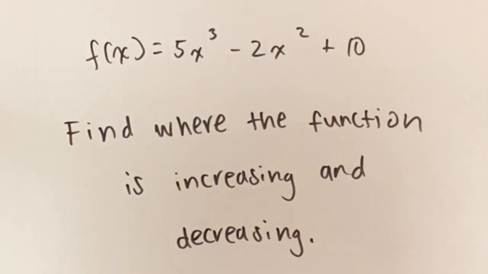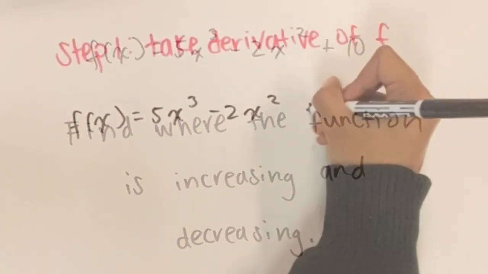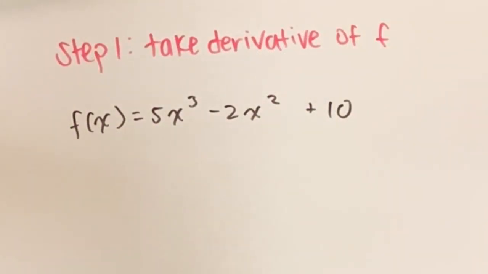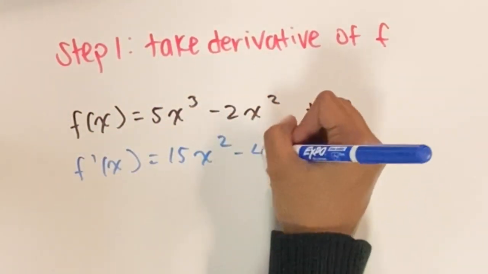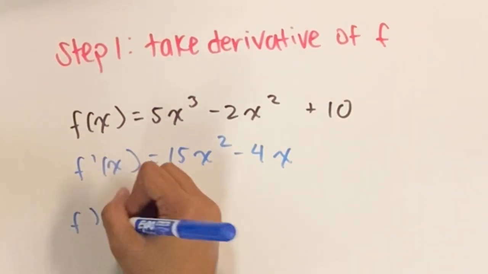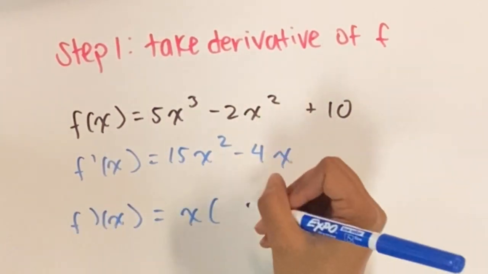Example 2. f of x equals 5x cubed minus 2x squared plus 10. Find where the function is increasing and decreasing. First, using the power rule, take the derivative of f. Once this is done, we can factor out the x, which gives us f prime of x equals x times 15x minus 4.